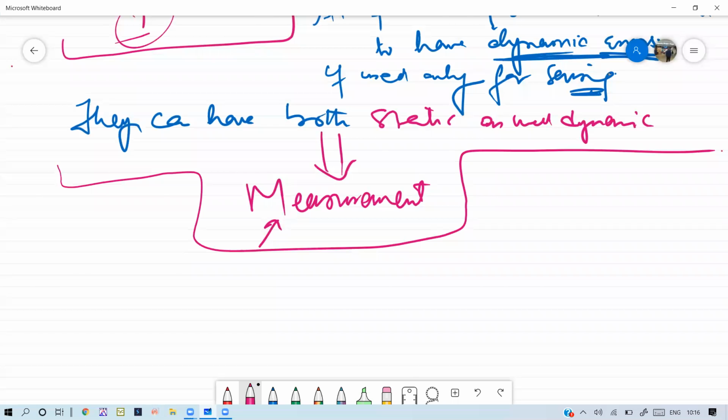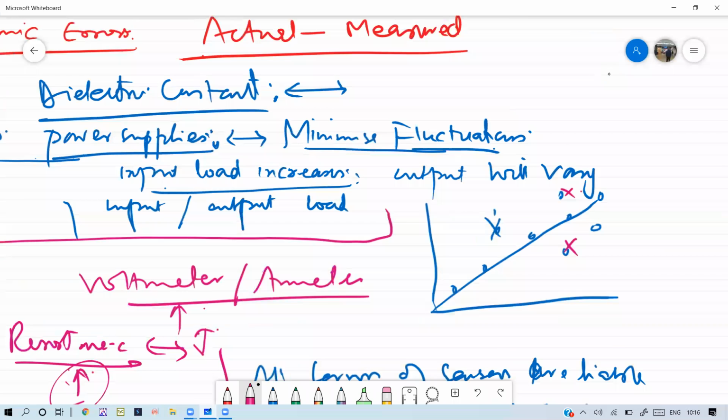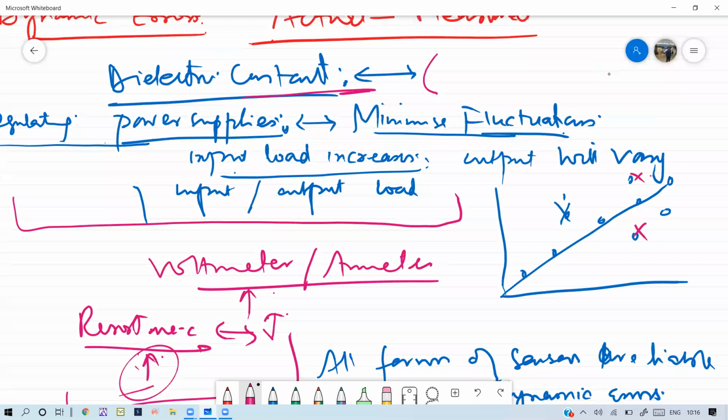So I had started an example of that. The dielectric constant, I was telling about this dielectric constant here. When you increase or decrease the input voltage or the current, or the capacitance, or the temperature, sorry, the temperature is what you see on the signal on the display.